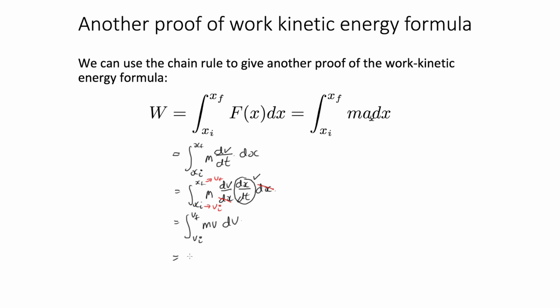Integrating this, I get m v squared over 2 from v initial to v final, which is equal to a half m times v final squared minus v initial squared, which we know is equal to the final kinetic energy minus the initial kinetic energy, which is just the change in the kinetic energy. So we've once again proved the work kinetic energy formula.